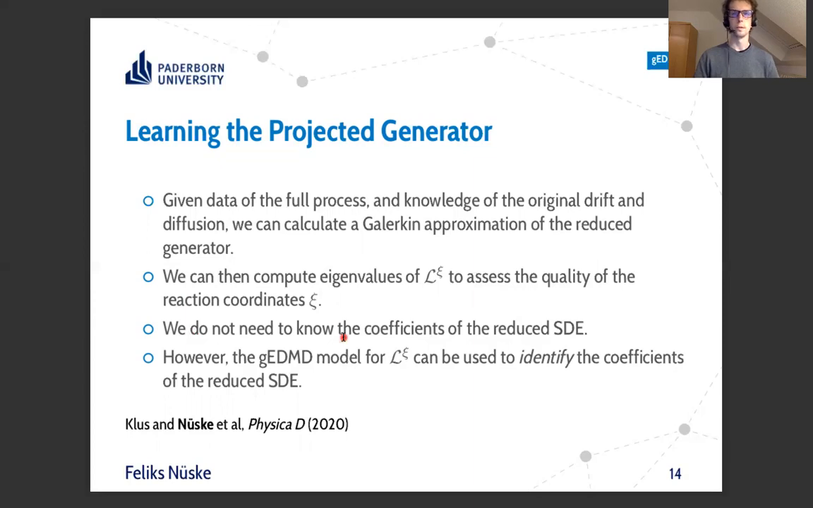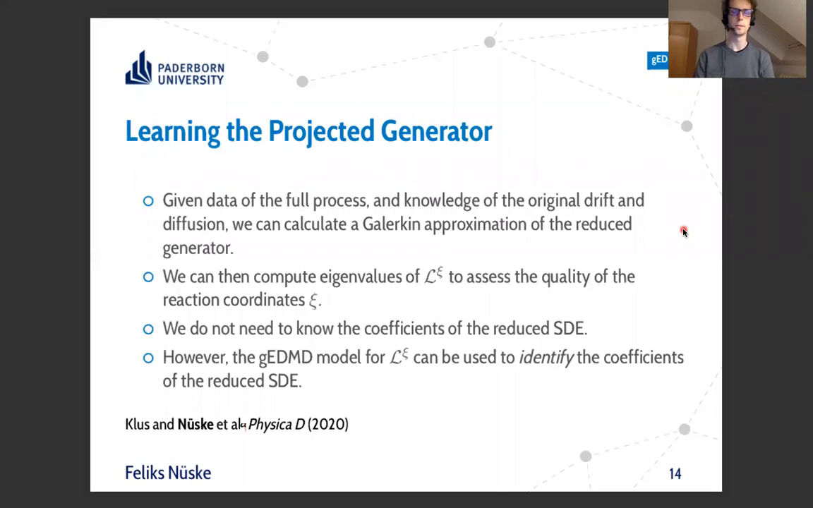And this is useful for a number of reasons. First of all, we can use a matrix approximation to the reduced generator in order to infer a number of properties. For example, we can actually use the gEDMD model to identify the coefficients of the reduced SDE in the first place. If you want to know more about it, we've discussed a number of techniques to do so in the paper below. But we can also compute spectral properties, or at least approximate spectral properties, of the reduced generator by just calculating eigenpairs of the resulting matrix approximation that we just obtained from gEDMD.